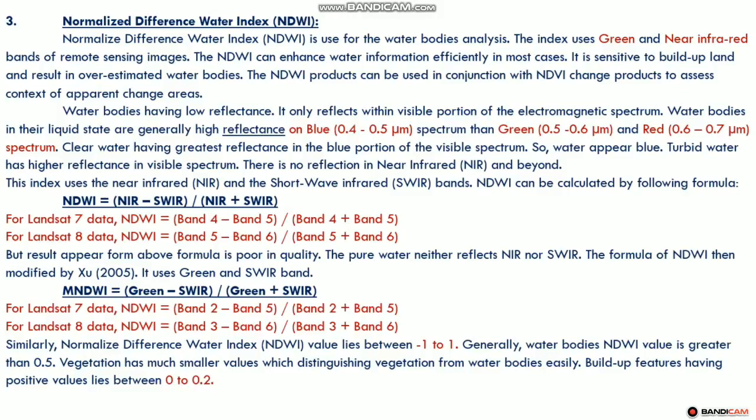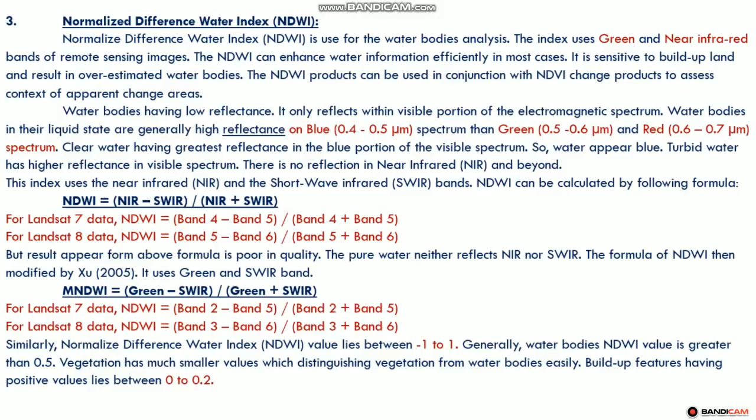It is sensitive to built-up lands and results in overestimated water bodies. Now the NDWI product can be used in conjunction with the NDVI change product to assess the content of the apparent change area. Now the water body has low reflectance. It only reflects within the visible portion of the electromagnetic spectrum.